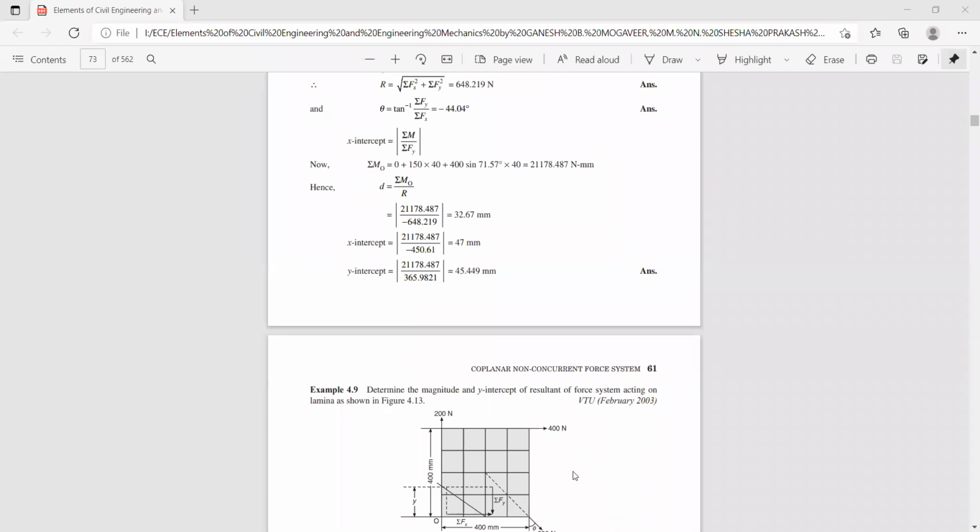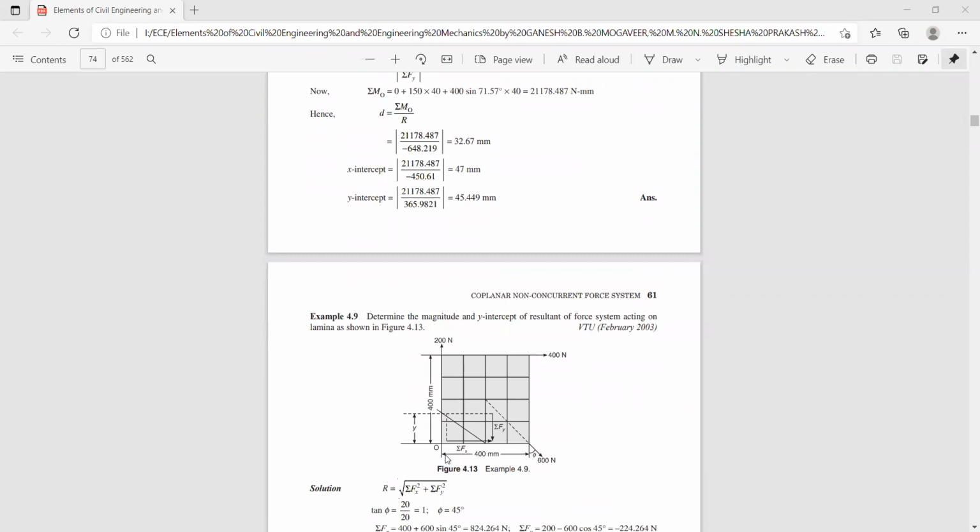Now let us see what it is. Here this is also a square lamina. Each is 1 square unit. And let us select the reference axis right over here. Here you have a 400 Newton force, and here you have a 600 Newton force. This angle is unknown to you, theta, you can find. So this is also theta.